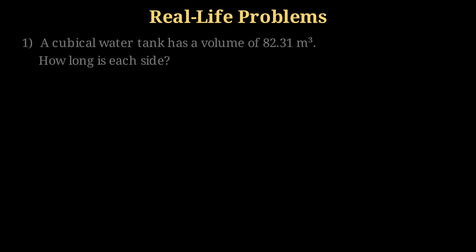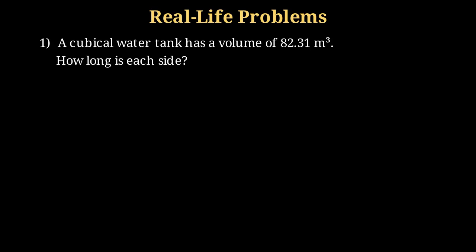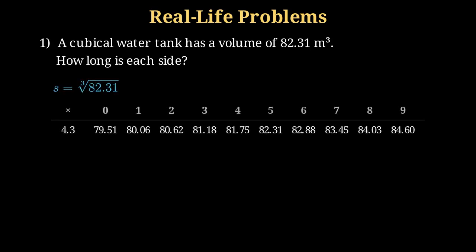Cube roots from tables shine whenever a volume is known, and you need the side with numbers that are nowhere near perfect cubes. Two quick problems. Problem 1. A water tank is a perfect cube with a volume of 82.31 cubic meters. How long is each side? Volume is side cubed, so the side is the cube root of the volume. Into the table, 82.31 sits right here, row 4.3, column 5. The side is 4.350, about 4.35 meters.